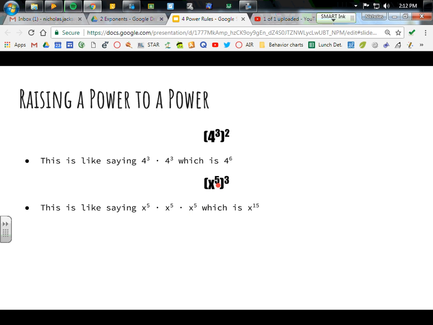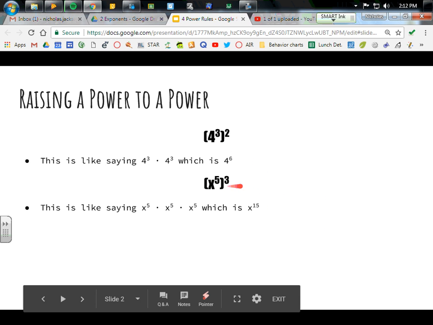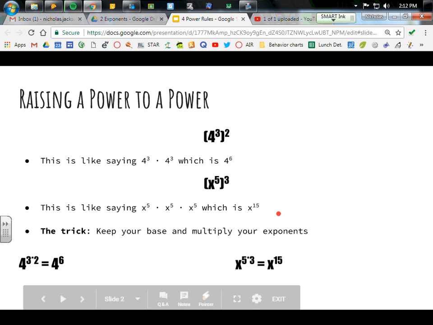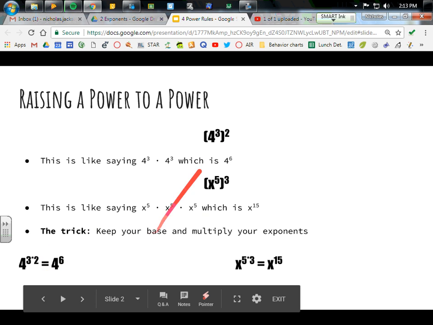Well, have you noticed the relationship here between the exponents you start with and the exponent you get in your answer? They are products. So what you are going to do in order to do this a lot more simply is to multiply your exponents and keep your base. All right, so 4 to the third squared is the same as 4 to the 3 times 2, which is 4 to the sixth. X to the fifth cubed is the same as x, and then you multiply your exponents 5 and 3 to get x to the 15th.